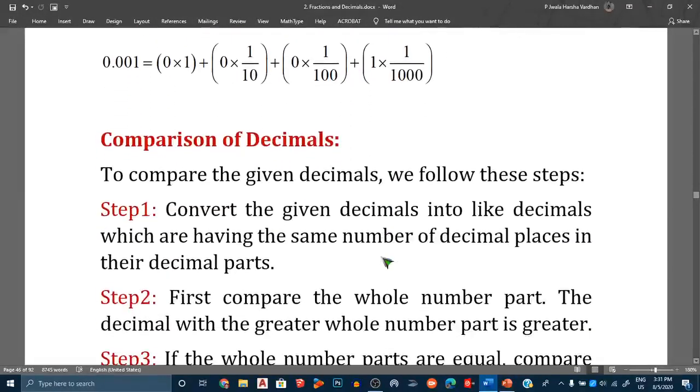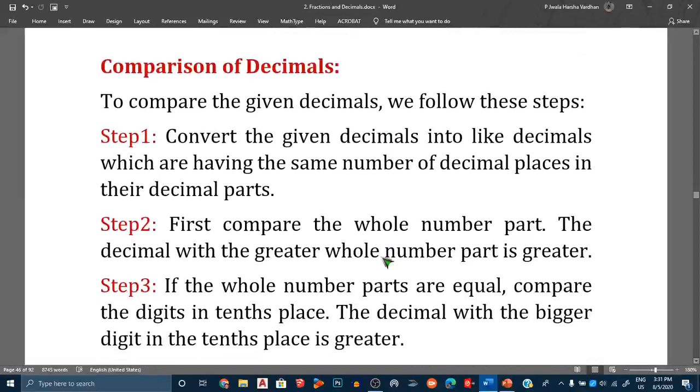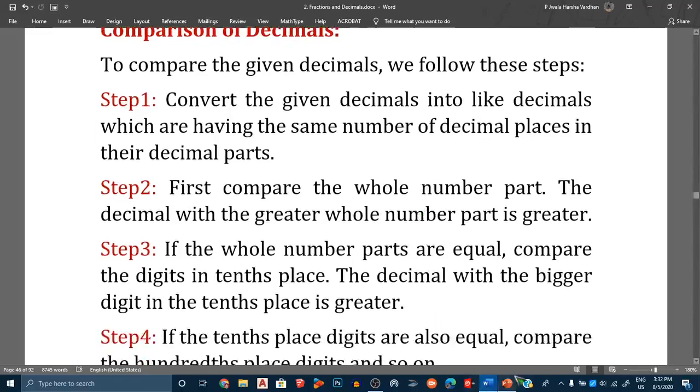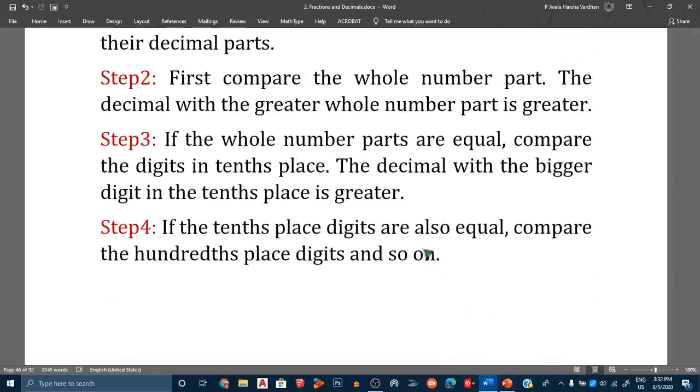Next, comparison of decimals. How to compare the decimals? First, we have to convert the given decimal numbers into like decimals if they are given in the form of unlike decimals. Like in fractions, while you are comparing two fractions, you convert the unlike fractions into like fractions. Here also, you have to convert the unlike decimals into like decimals. Okay, so see one example here.